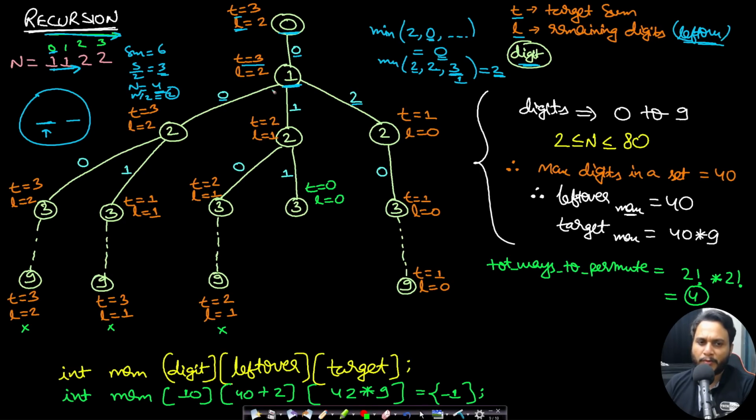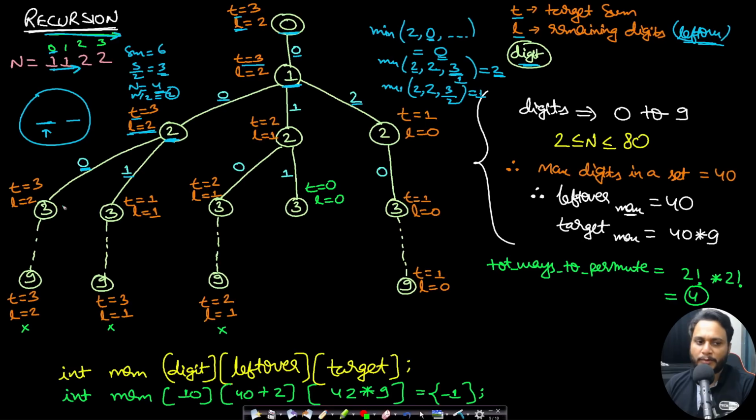So let's try to include 1 zero number of times, and if you do that, then you will be reaching digit 2. The target and leftover are not going to change because you haven't included 1, and at 2 you find the frequency of 2, again it is 2, right? So I'll be taking the minimum of leftover, which is 2 here, the frequency of 2, which is 2, and the target sum by 2, which will be equal to 1. So you can include 2 a maximum of 1 time. So you can take either 0 times or 1 time.